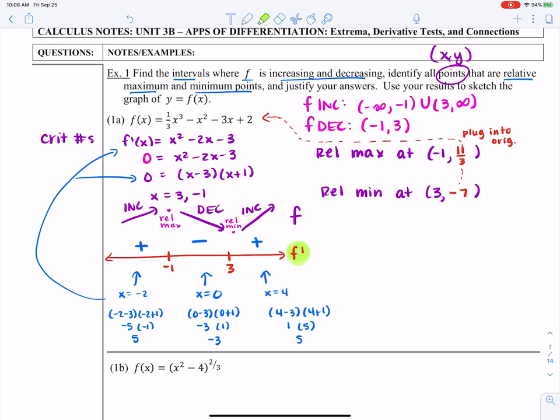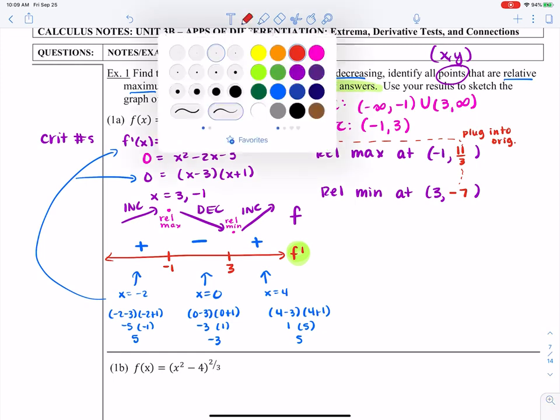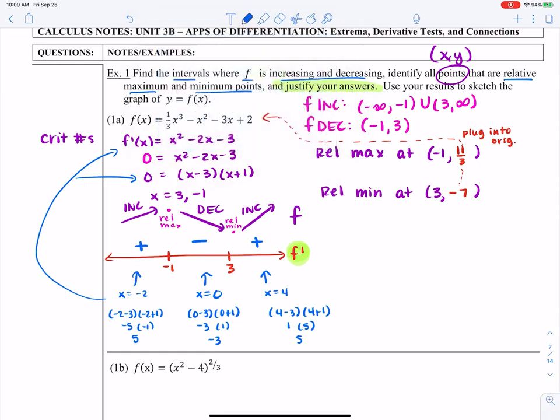But there's a piece that we could glaze over if we're not very careful here, and that's that justify your answer. So here's where it's big. We're going to require the following, and the AP exam requires the following. Okay? So we've got our increasing, decreasing. We've got where our relative max and mins are, but here's what we're going to say.